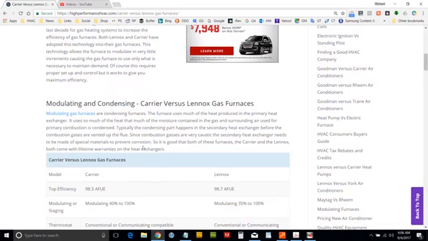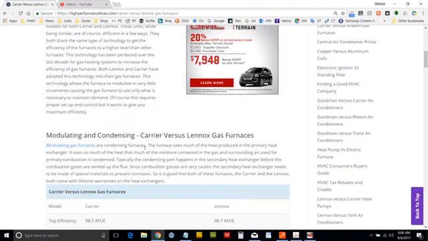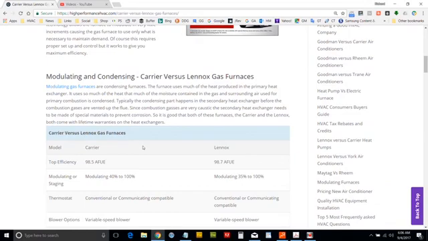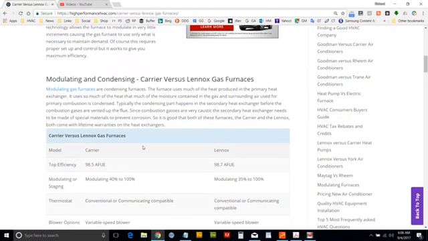Their units look good. I'm not biased towards any brand because I know that the brands work for everybody. But anyhow, if I had the choice myself, I would probably select a Lennox over a Carrier. But again, that's just an opinion. Do your research.